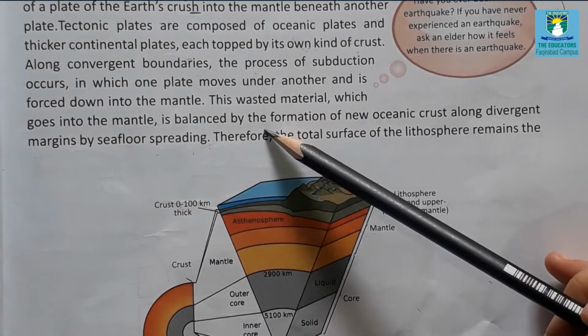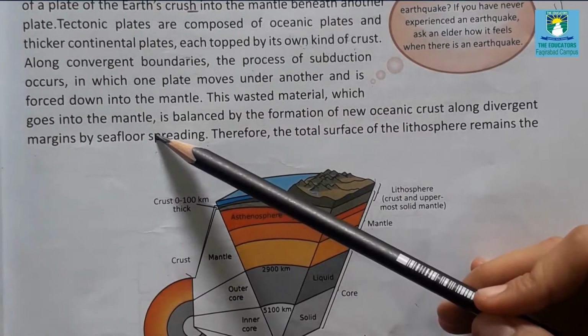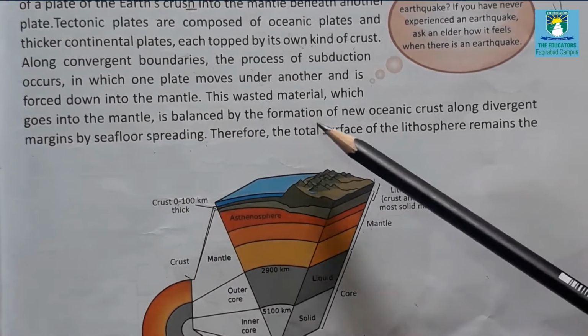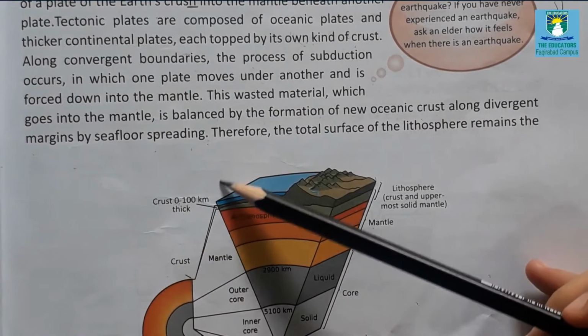During this process, some waste material also forms. So the waste material which goes into the mantle, how is it balanced? It is balanced by the formation of new oceanic crust along divergent margins by sea floor spreading.